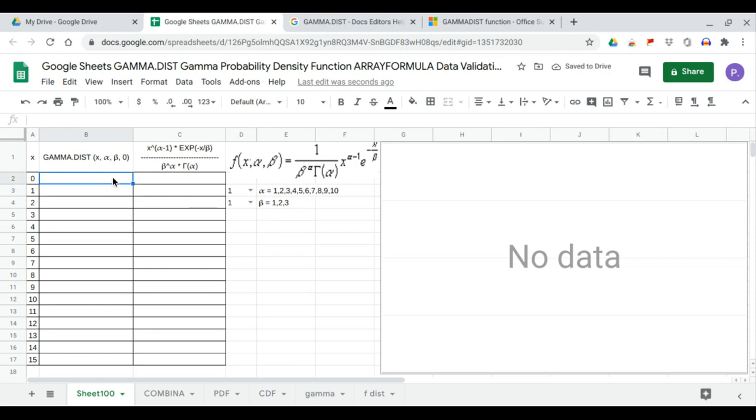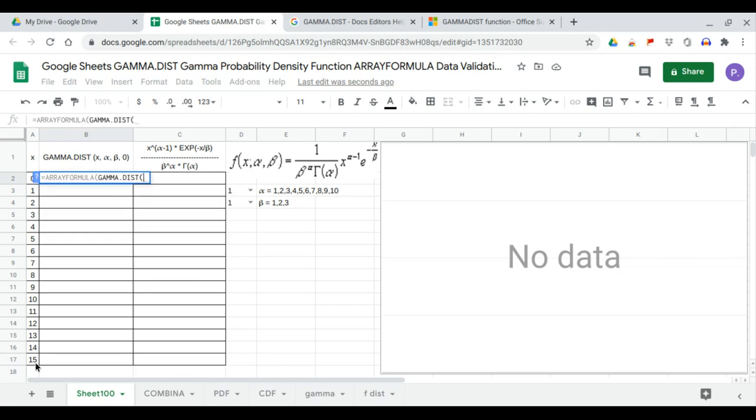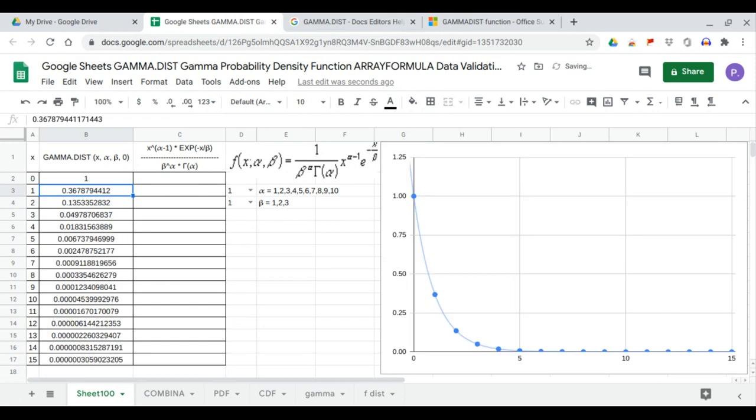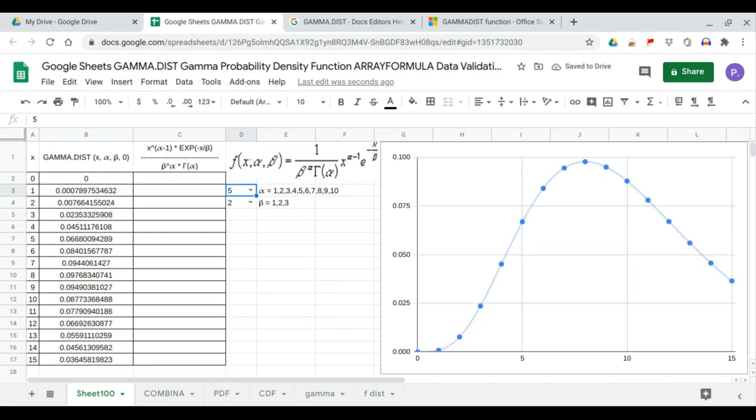Next, now that we have all this filled up, we can use the array formula to generate the dataset. So GAMMA.DIST of the x values, alpha, beta, cumulative, which is 0, enter. And here we have the trend line where we can choose our values, change it to 2, or change it to 5, whichever value you like.